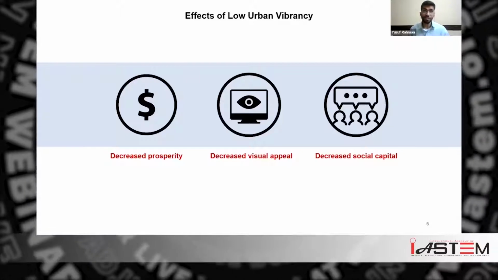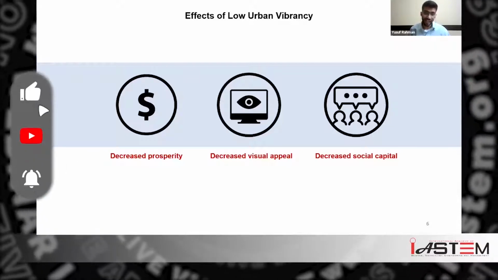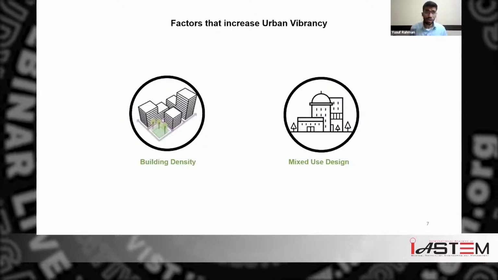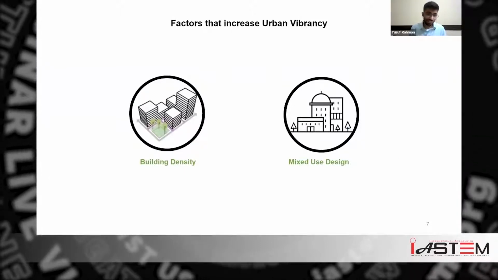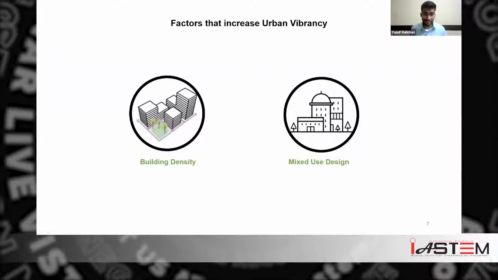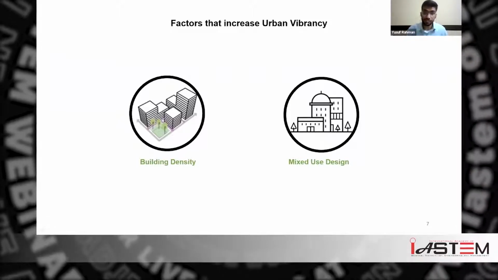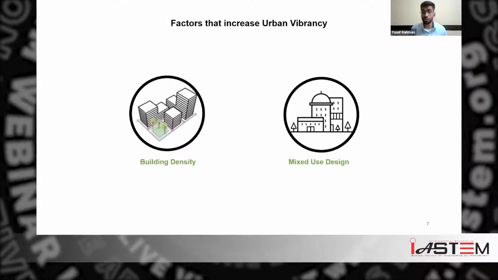But there are two built environment factors that can help us improve urban vibrancy. So in an urban sprawl setting, if we increase the density of the buildings, then we can increase urban vibrancy. And the second is mixed use design.